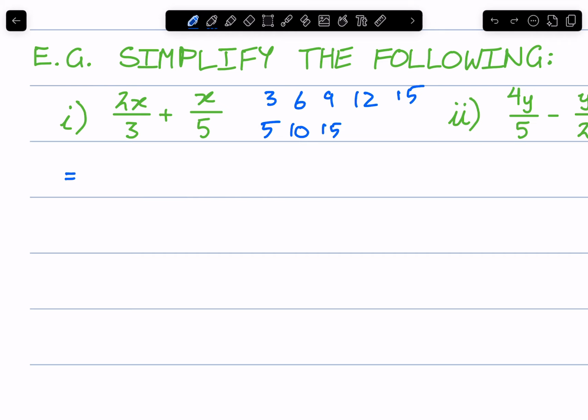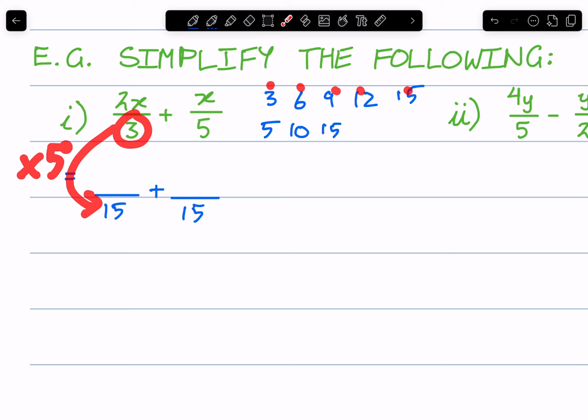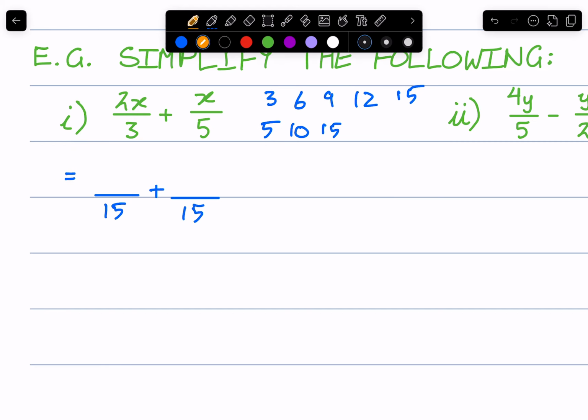In this case, I'm going to write a fraction with a denominator of 15 here, plus a fraction with a denominator of 15 here. Now the question becomes, 3 times something gives me 15. Well, we can see it here. It's 1, 2, 3, 4, 5. So we have multiplied the denominator by 5. Because of this, we need to multiply the numerator by 5 as well. Let's write this in. So we've multiplied the denominator by 5, and we do the same to the numerator. 2x times 5 is 10x.